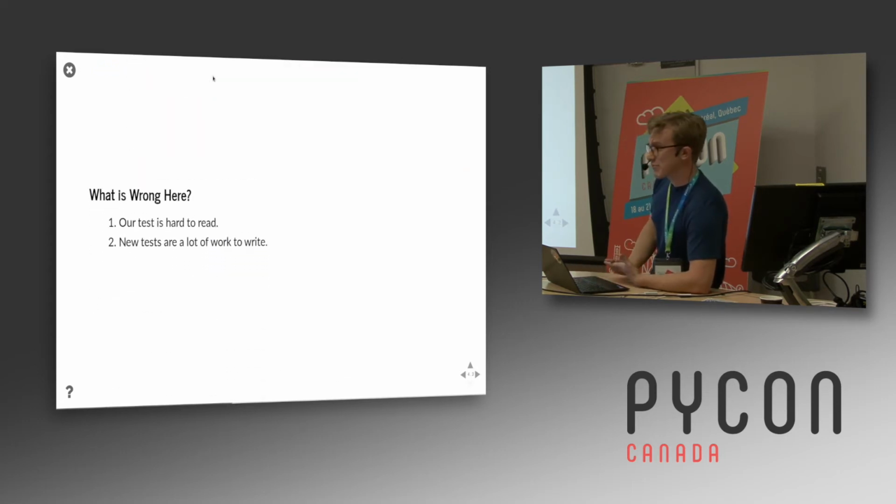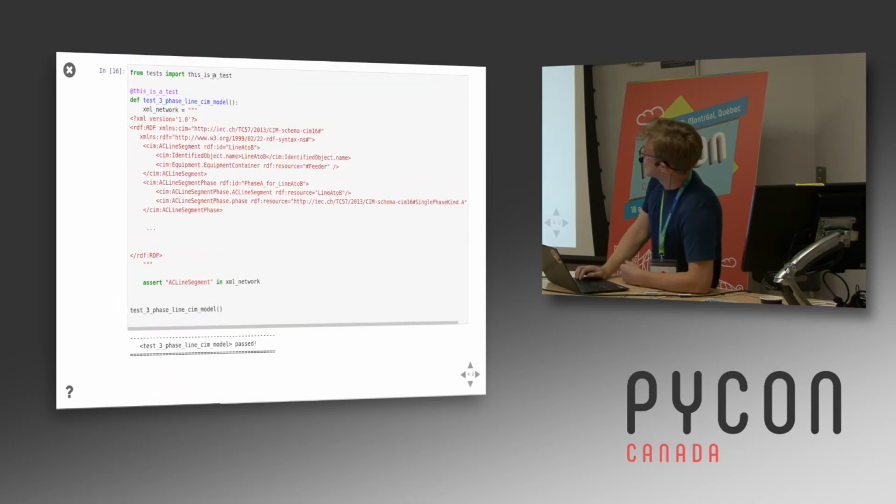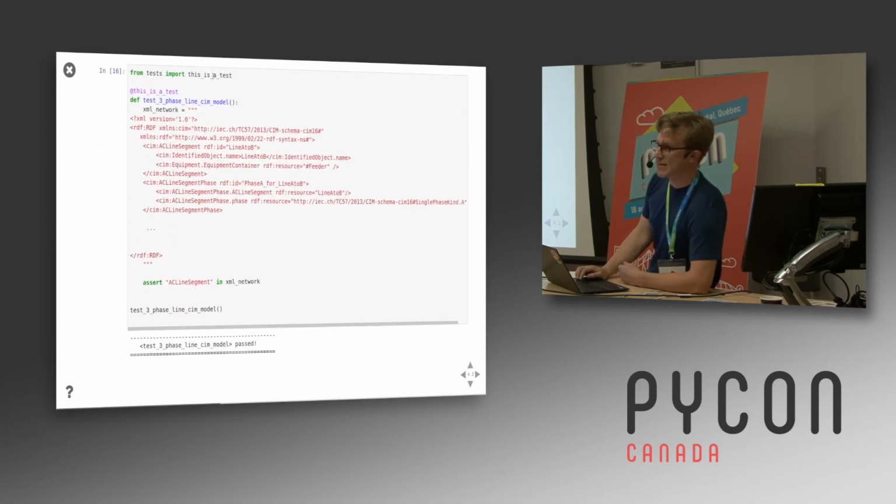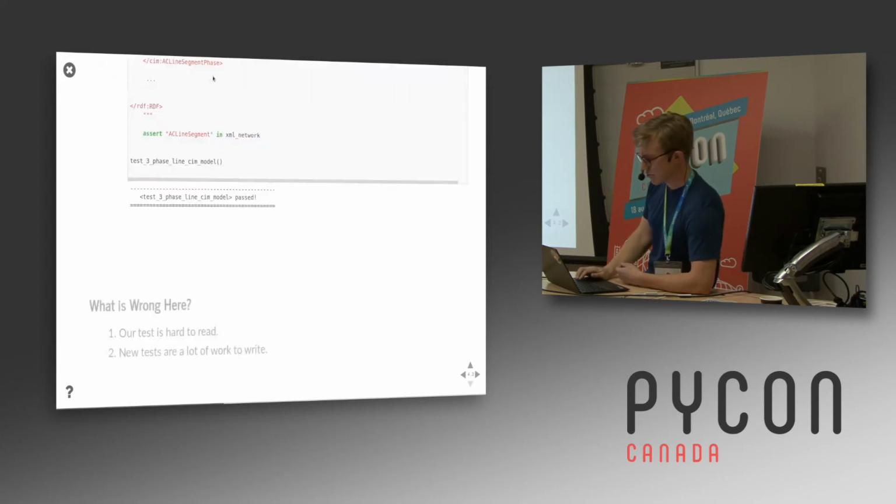Another big problem is that new tests are a lot of work to write. Let's say we wanted to make a line that was node C to node D. Now we have almost the same XML, but we have to change some labels. What if we wanted to add something else, like a solar panel or a generator or a transformer? All kinds of different objects we might want to add and test. And for each of those, you have to make a nice big XML snippet. It's a lot of work. If you don't know this model, you're going to run into trouble quickly.